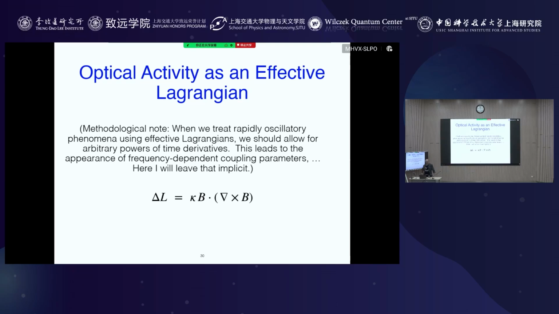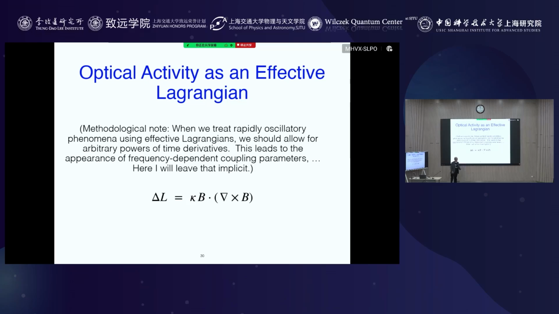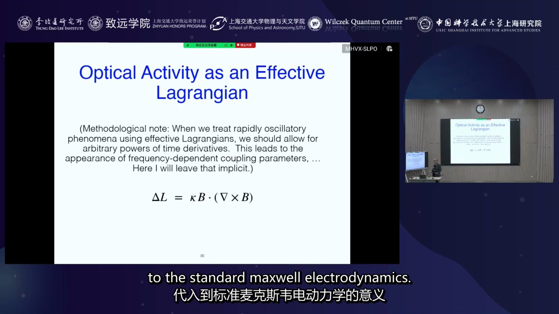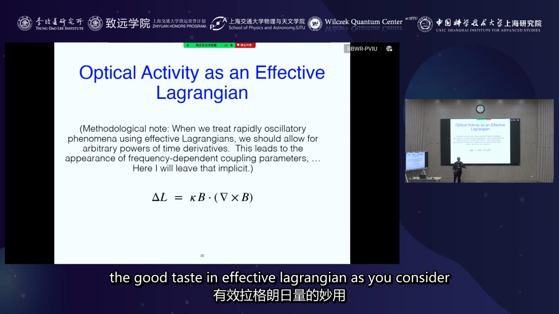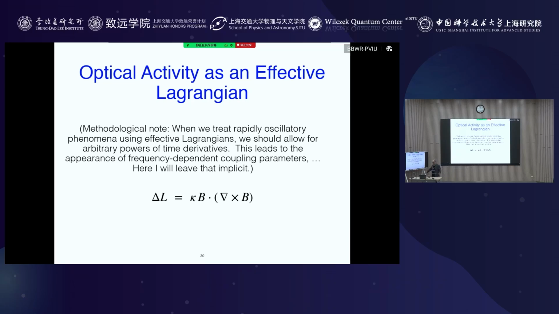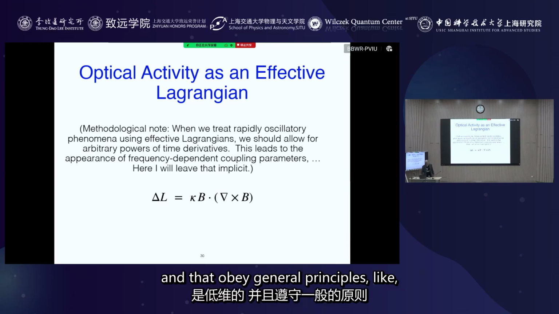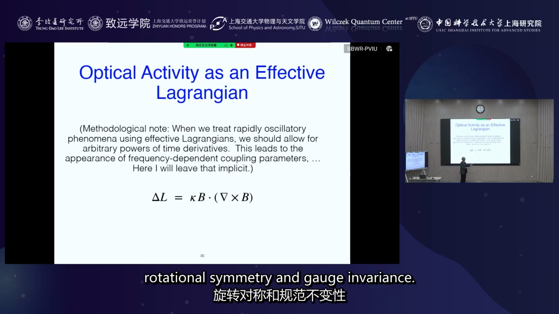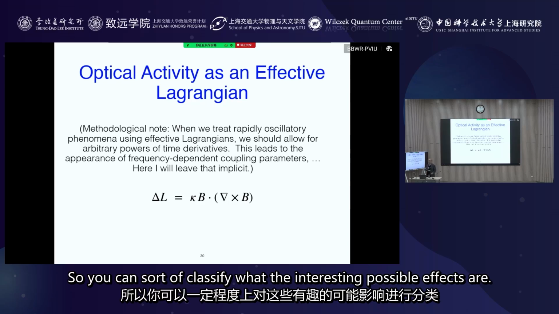So let's consider the implications of adding this kind of term to the standard Maxwell electrodynamics. Okay, so the rules of this game, the good taste in effective Lagrangians, is you consider possible interactions that are simple, that are of low dimension, and that obey general principles, like in this case, rotational symmetry and gauge invariance. And there are only a few such terms, so you can sort of classify what the interesting possible effects are.